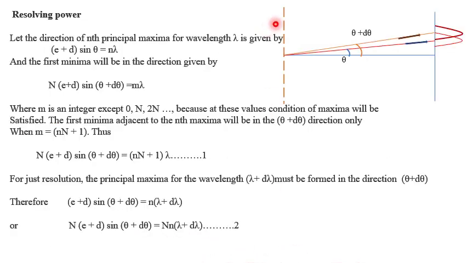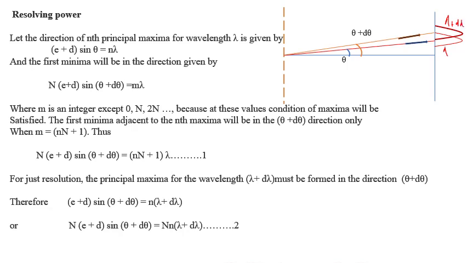Here we are representing our consideration in the form of a diagram. Suppose this is our grating AB and two wavelengths. One is shown by the dark red color, another by the light red color. One light source contains these two wavelengths, one having wavelength lambda, another lambda plus d lambda. Suppose the light color wavelength is denoted by lambda, and the dark red is denoted by lambda plus d lambda. These two wavelengths are in the condition of just resolved.